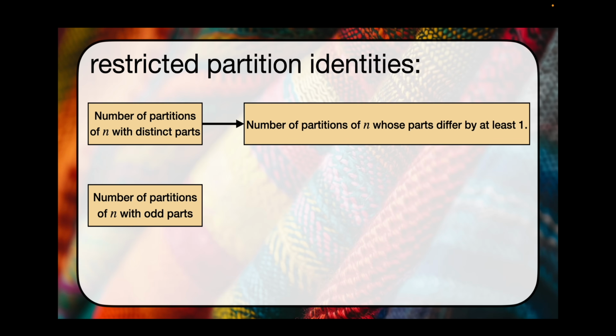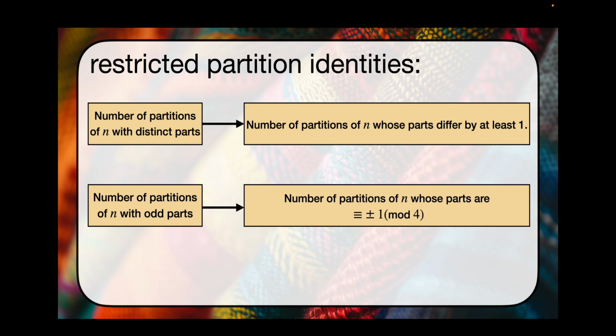And then the number of partitions of n with odd parts can be rewritten as the number of partitions of n whose parts are congruent to either 1 mod 4 or 3 mod 4. But we could just write that as plus or minus 1 mod 4. You can think that all of the odd numbers, when you divide them by 4, have either a remainder of 1 or a remainder of 3. So this does capture all of the odd numbers.